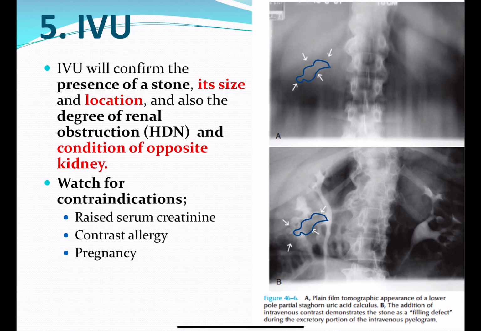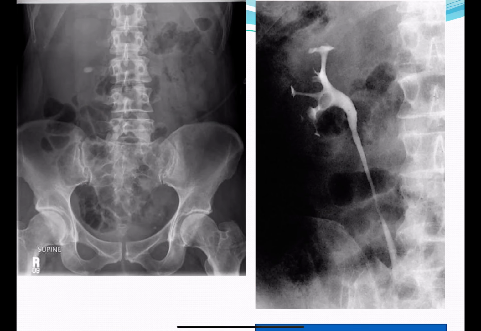Now let us see one more IVU here. This is the control film of the IVU, where you can see the lumbar third, fifth, fourth area. This is the way how we count it. There is this radiopaque shadow, which corresponds mainly to the pelvis of the kidney on the right half, and slightly in the lower calyx. The size may be less than 2 centimeter, around 1.5 to 2 centimeter.